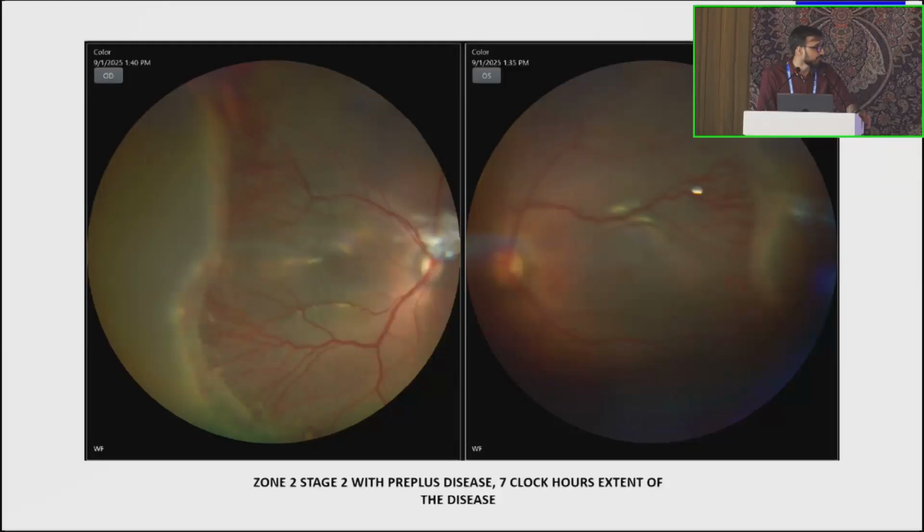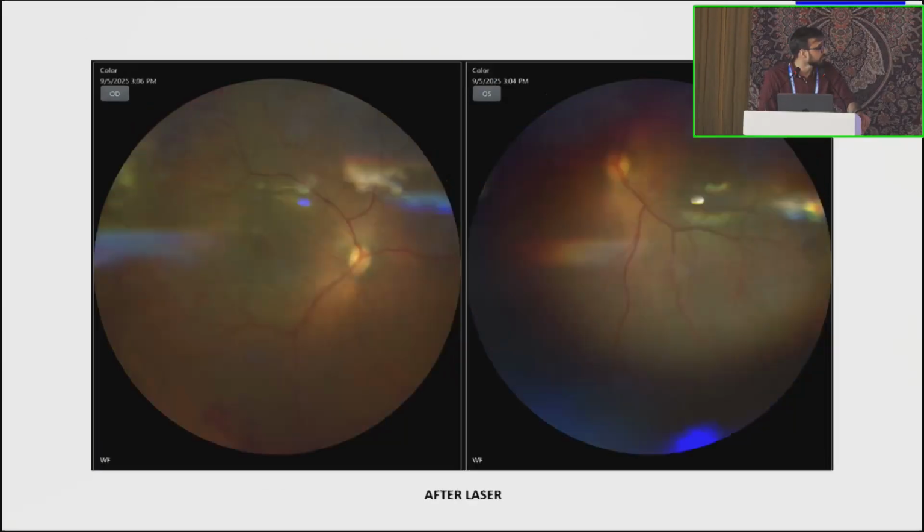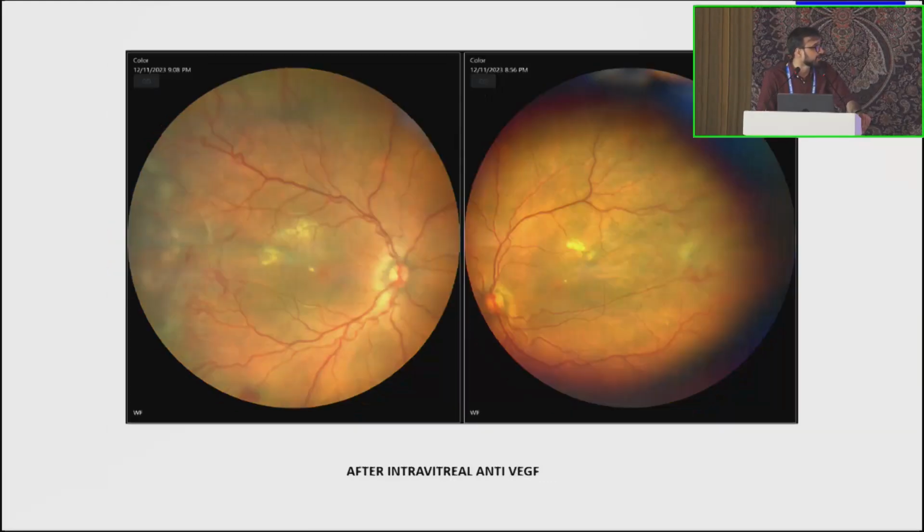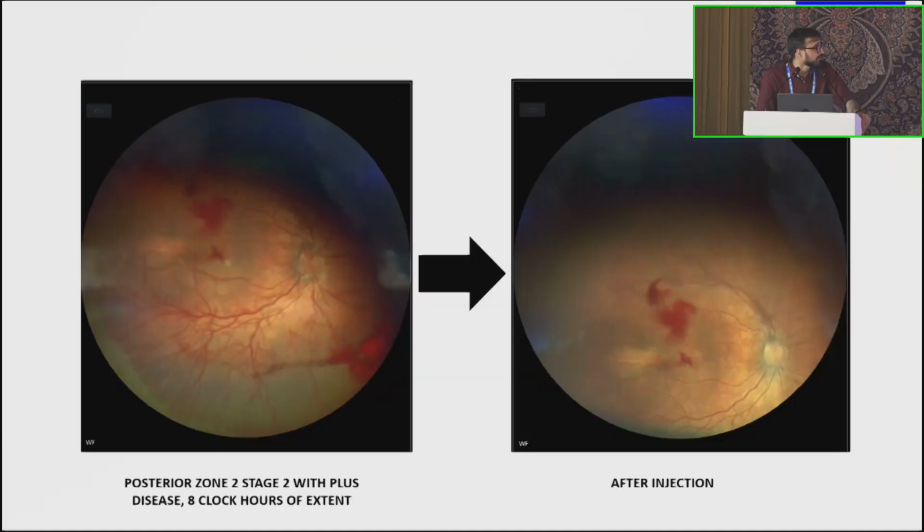Zone 2, stage 2 with pre-plus disease, 7-hour clock extent of the disease, and after laser there is resolution of the pre-plus disease, and better regression is also seen. This is zone 2, stage 2 with plus disease with an 8-hour clock extent, before and after injection. Also in patients with zone 1 disease, posterior zone 2 stage 2 with plus disease, 8-hour clock extent, after injection showed quite a good regression.